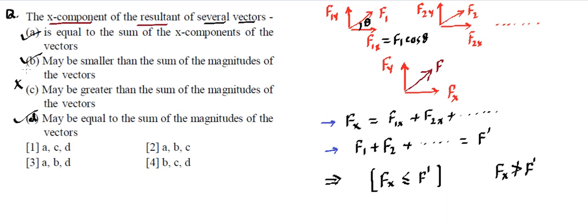Hence we can choose the correct option now. A has to be correct, B has to be correct, D has to be correct, but C should not be the case. So there is no C. Hence the third is the correct answer.